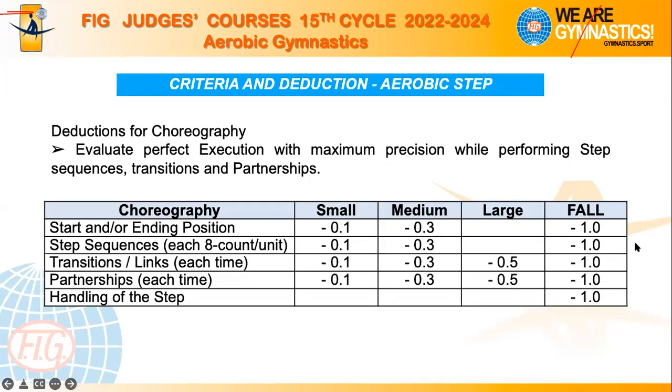Okay. In choreography, you check the start and ending position of the routine, 0.1 or 0.3, and step technique is each 8 count, 0.1 or 0.3 or 1. Transition links, 0.1, 0.3, or 0.5 or 1. And partnership each time, 0.1, 0.3, 0.5 or 1. And we add handling of the step. If they are holding the step roughly, or putting it down like dropping it, these kinds of things, it's immediately 1. Okay, if you see bad handling of the step, it's a 1 point.